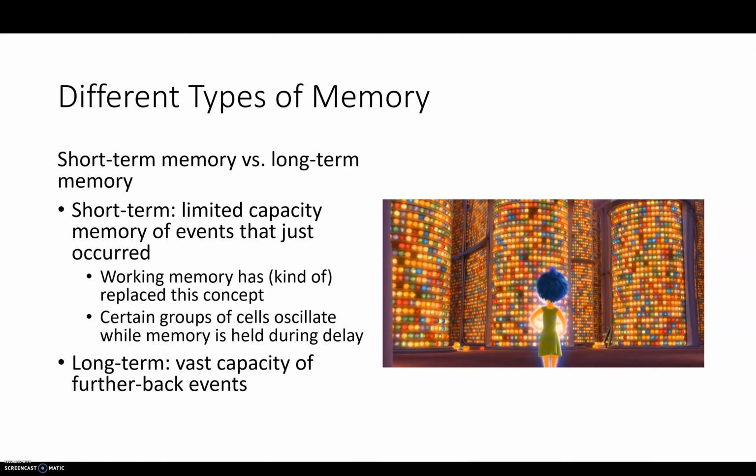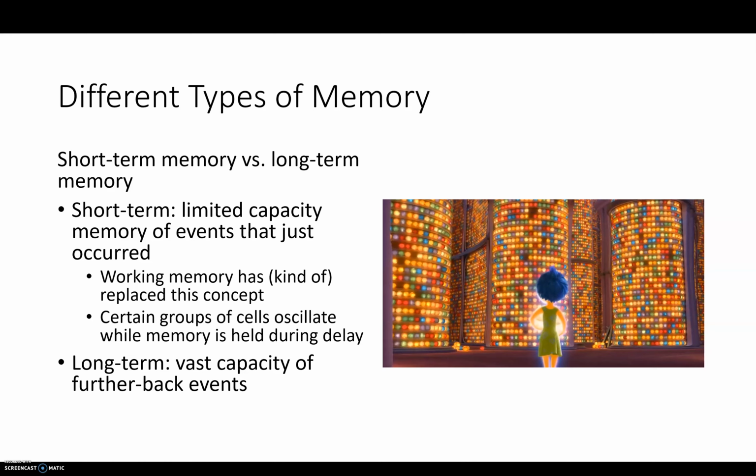So here's short-term memory, and we'll contrast this with long-term memory. Short-term, this is a limited capacity, and it's memory of events that just occurred. So it has a shelf life of a few minutes, and the magic number is 7 plus or minus 2 items that can be held in short-term memory. Now, short-term memory is conceptualized like a storage bin, where memories sit there short-term, and they may get consolidated and make it to long-term memory.